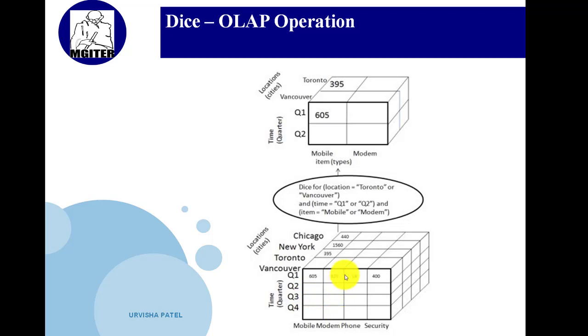I only want the data of mobile and modem, so cutting the cube from here also. And I only want the data of two cities, Toronto and Vancouver. So you can get one subcube from this whole cube. This is called dice operation. Dice for location Toronto, Vancouver, time quarter 1 or quarter 2, and item mobile and modem. So you can get a small cube from this whole cube. This is called dice operation.